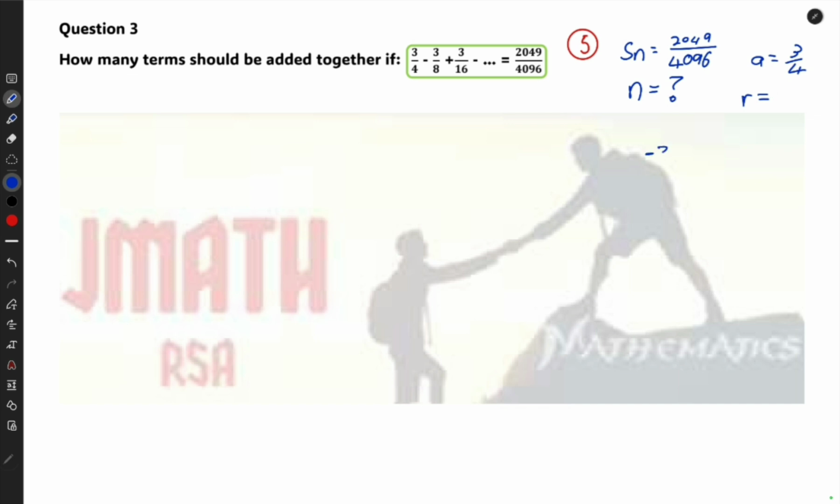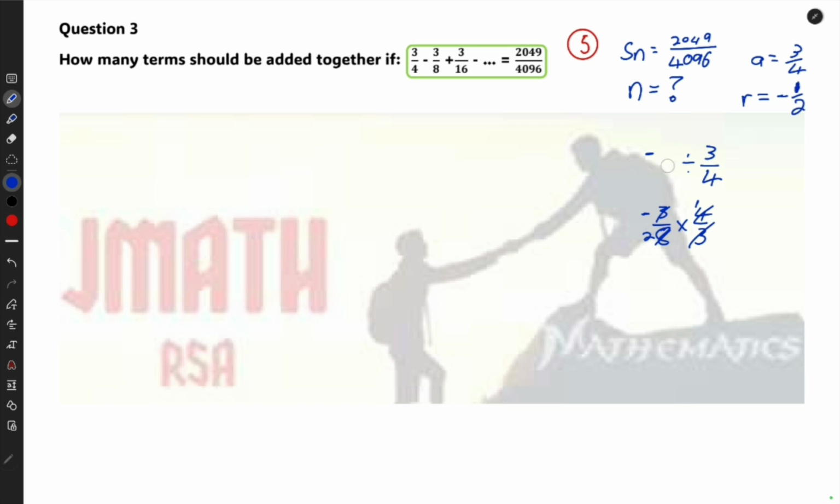So if I say minus 3 over 8 divided by 3 over 4, you can type it on your calculator, or just tip and times like the good old days in primary school. So if I tip and times, the 3's cancel, 4 goes in there once, 4 goes in there twice, and the answer is minus a half.